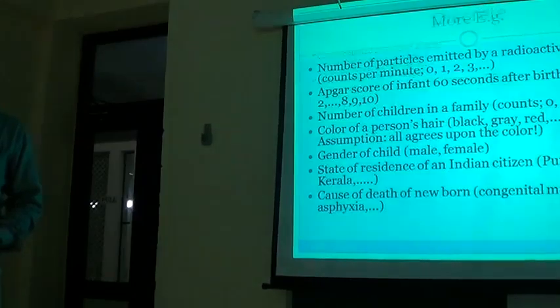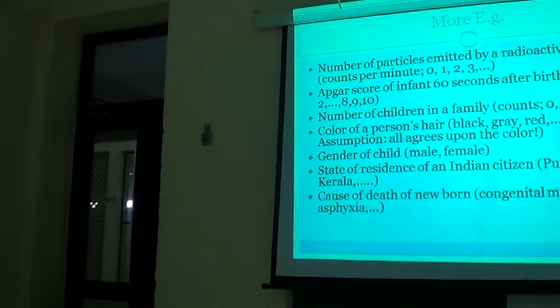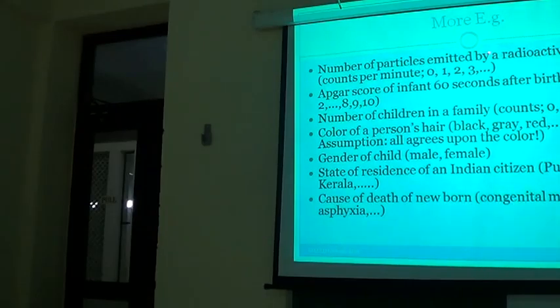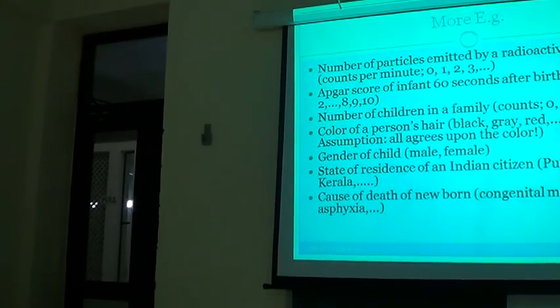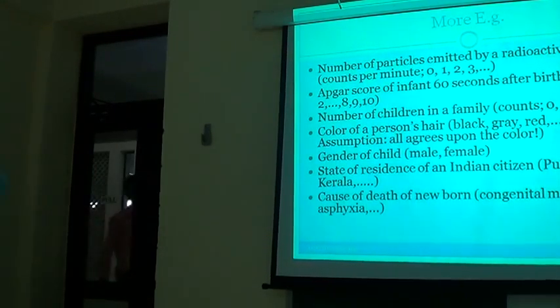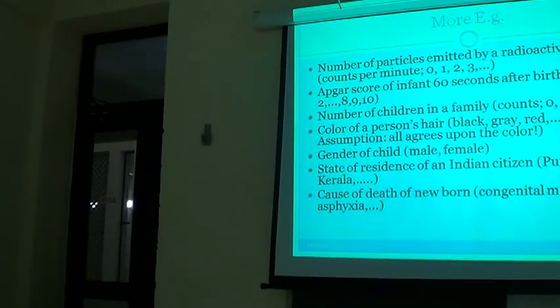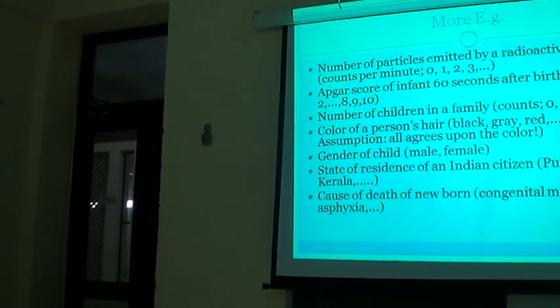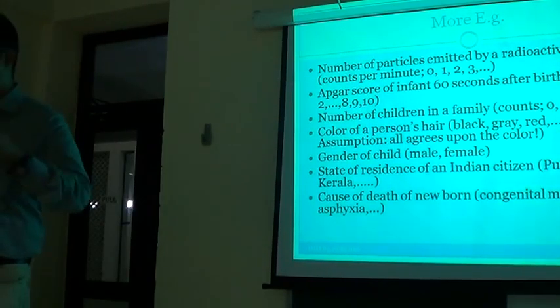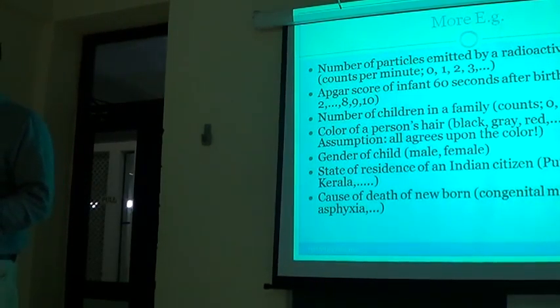Is that clear? So 40.1, for example, is not an integer, it's a fraction, but still it is a discrete variable. Fine? One more example: the number of particles emitted by a radioactive source, counts per minute. That is a very good example of a Poisson distribution. That is a discrete variable, because particles are emitted one after another. It could never be a fraction of a particle.